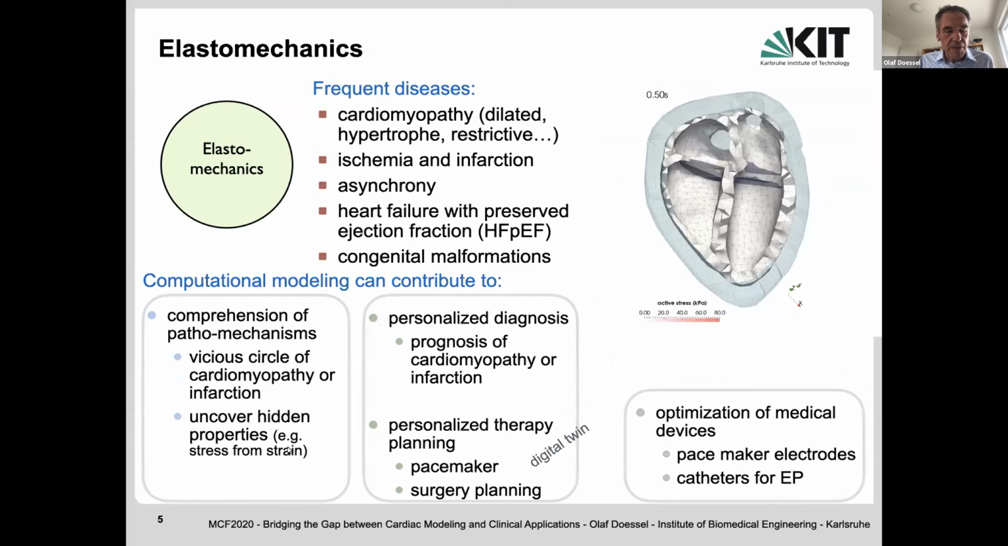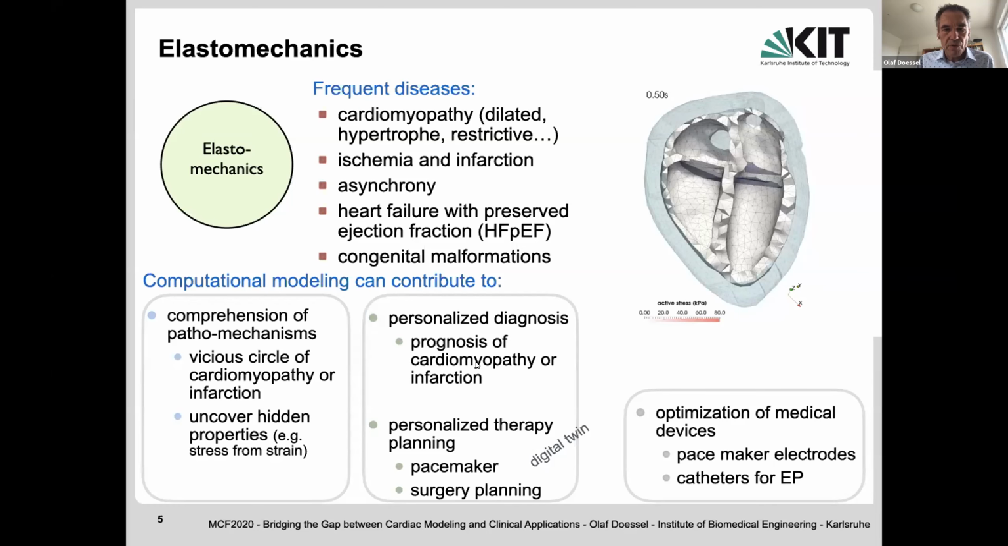For example, we can measure strain in the heart with magnetic resonance tomography, but we cannot measure stress in the heart. And using computational modeling, we can uncover the stress in the heart from measurements of strain. Also, personalization of diagnosis and therapy planning is in the scope.